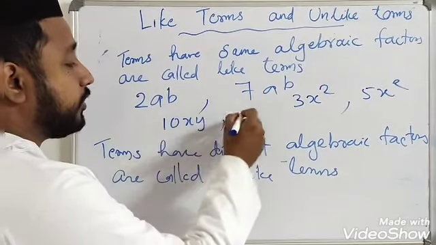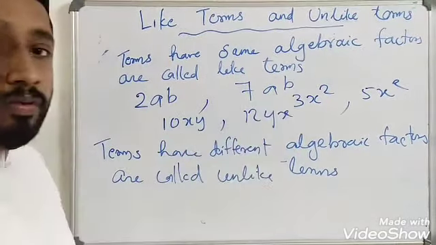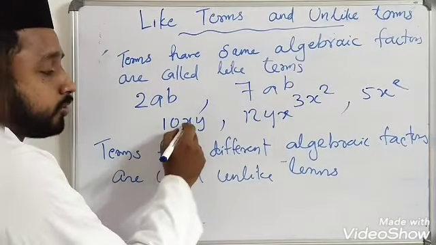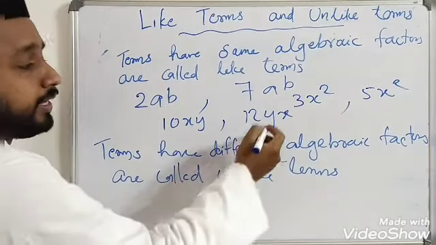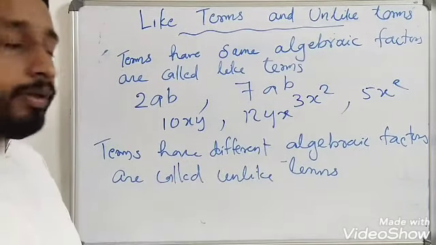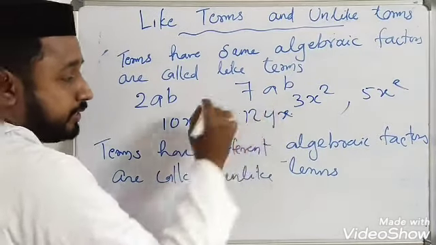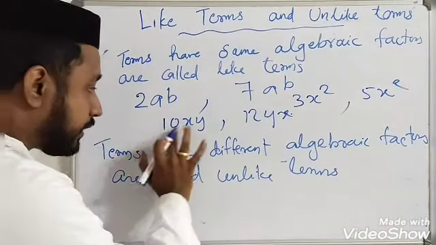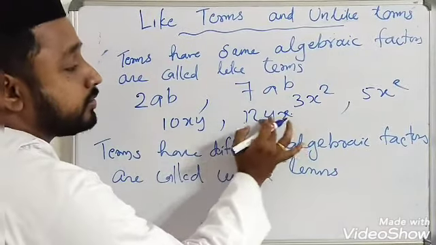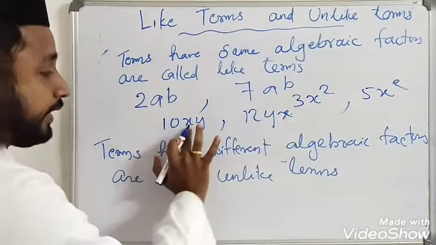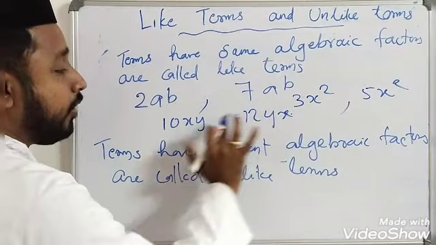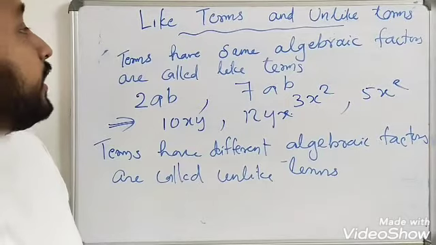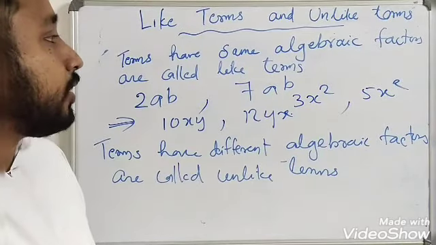Then 10xy, 12yx. What about this? Here 10xy means 10 into x into y. Here 12yx means 12 into y into x. Here x, here also x. Here y, here also y. The order is different, not a problem. 12yx is also the same as xy. Only the number is different. So these are also like terms. So terms that have the same algebraic factors are called like terms.